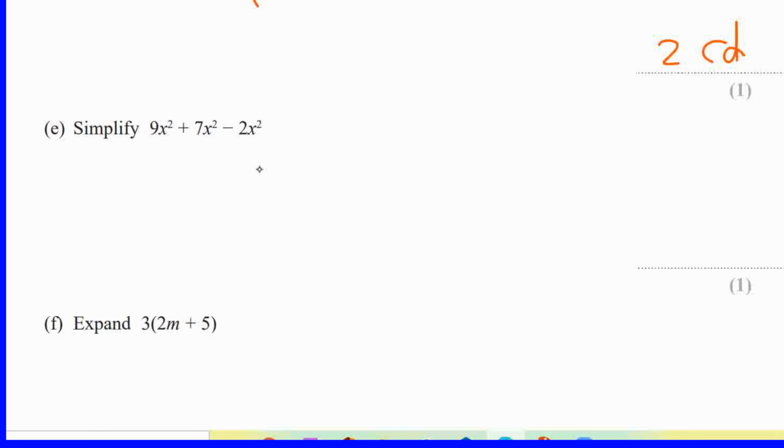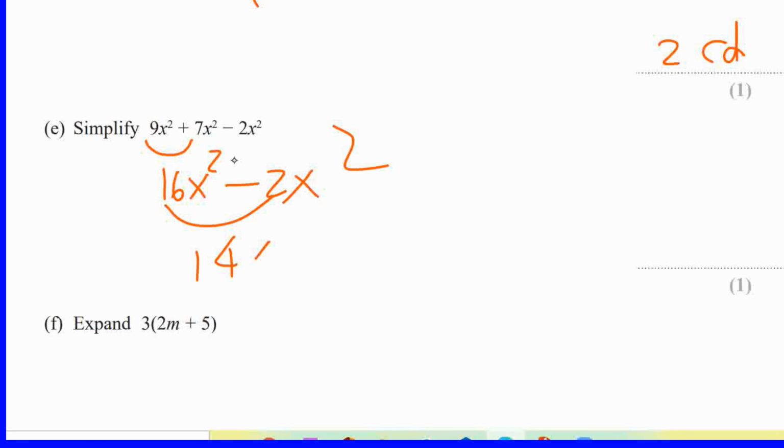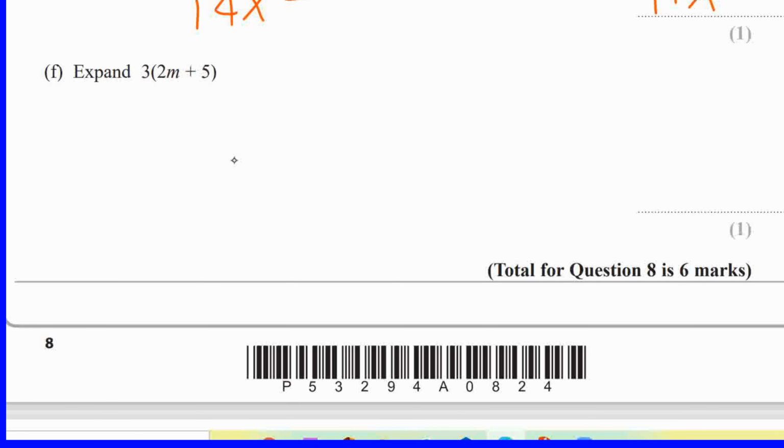Next, simplify 9x squared plus 7x squared minus 2x squared, so 9 plus 7 is 16, minus 2x squared, 16 minus 2 is 14x squared. Expand 3 times (2m plus 5), so we do this one by one. 3 times 2 is 6m, 3 times 5 is 15, so 6m plus 15.